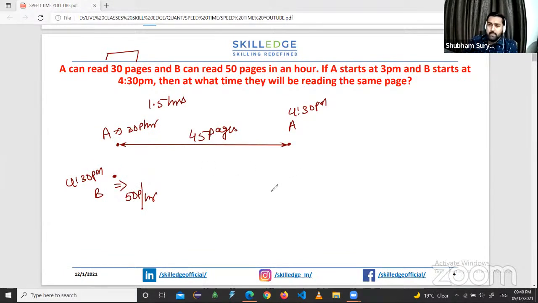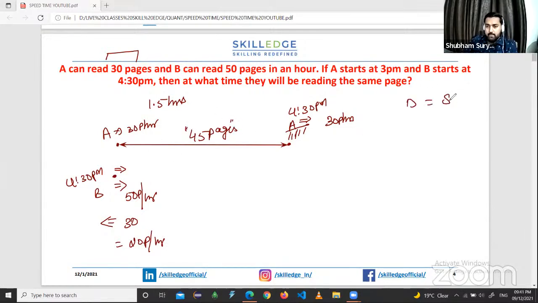So person B has to catch the person A. Let's stop the person A over here. So person A would have read at the speed of 30 pages an hour. We have stopped the person A and we have reversed the speed of person A and given to the person B. So 50 minus 30 comes out to be equal to how much? 20 pages an hour, guys. So B will be starting at 20 pages an hour and he has to reach till 45 pages.